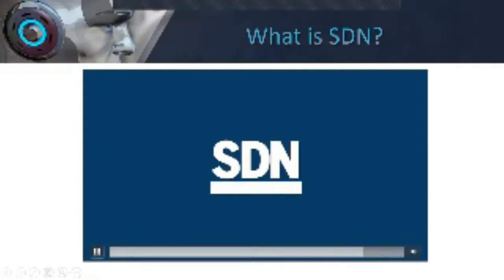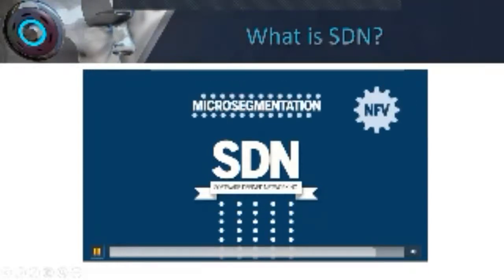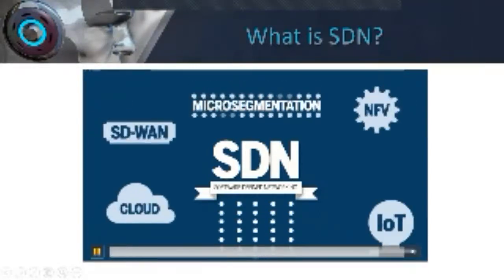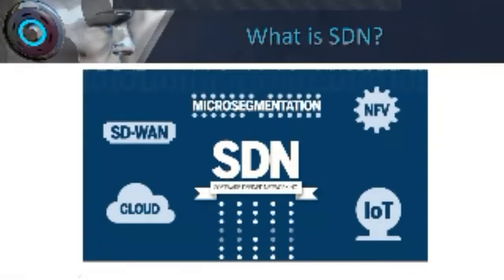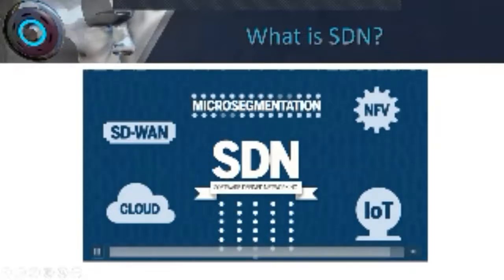SDN has evolved from a specific use case to being applied to many different areas of networking, both within the data center, out to the cloud, and in the new world of IoT. As software is used to control the network, it becomes more agile, easier to manage, and it's ready to adapt to whatever use cases emerge in the future.